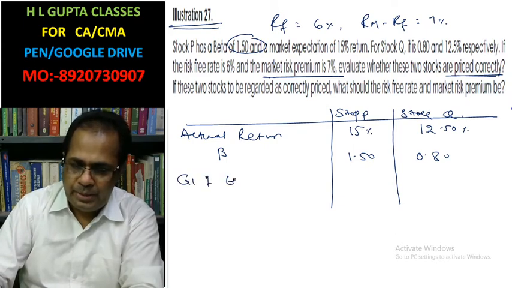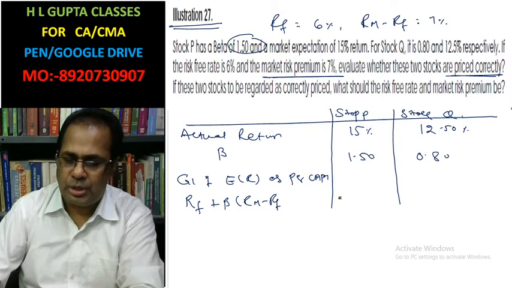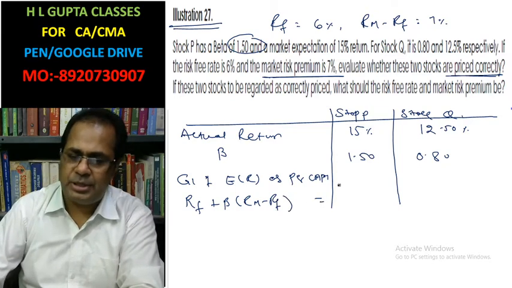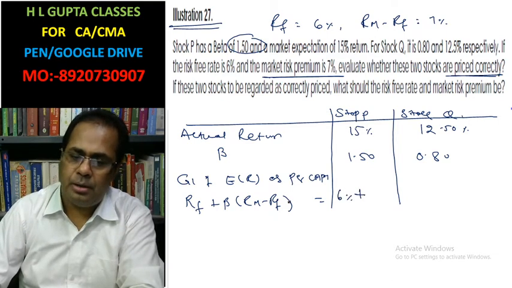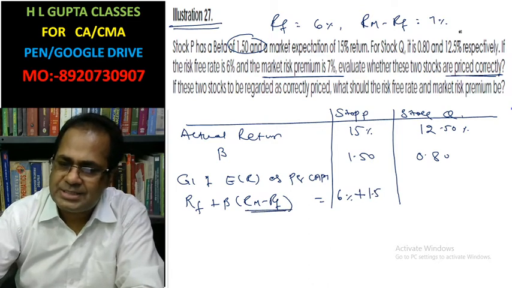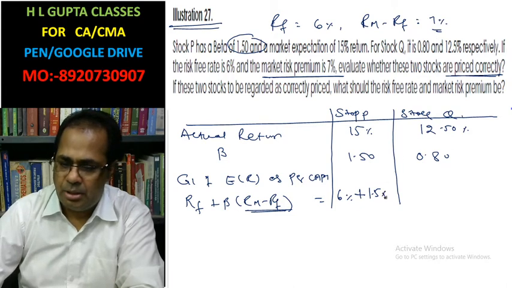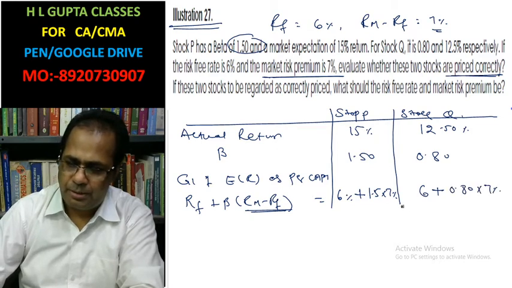Calculation of expected return as per CAPM. The formula is risk-free rate of return plus beta into (RM minus RF). Look here. The risk-free rate of return in this case is given as 6%. Beta is 1.5. RM minus RF is already given, it is 7%. So 1.5 into 7%, plus 6%. For the other one, 0.80 into 7%, plus 6%.